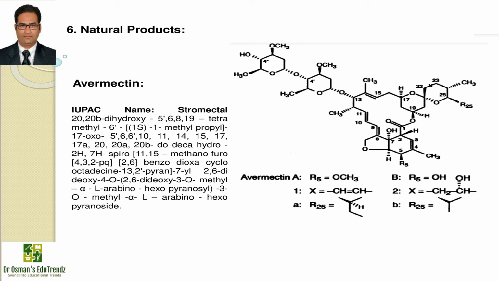It appears to work by paralyzing and then killing the offspring of adult worms. It also slows down the rate at which adult worms reproduce. This results in fewer worms in the skin, blood and eyes. This drug is available only with doctor's prescription.